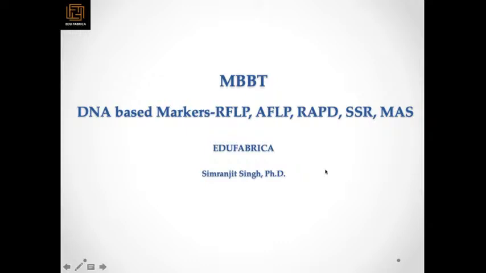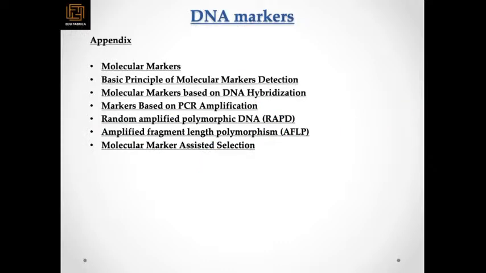So MBBT, DNA-based markers: RFLP, AFLP, RAPD, SSRs, MAS. DNA markers include molecular markers, the basic principle of molecular marker detection, and molecular markers based on DNA hybridizations. Then we will discuss those based on PCR amplification: random amplified polymorphic DNA, amplified fragment length polymorphism (AFLP), then MAS, molecular marker assisted selection.